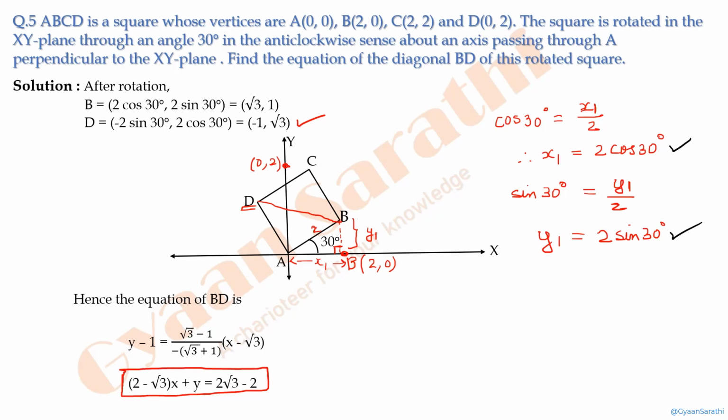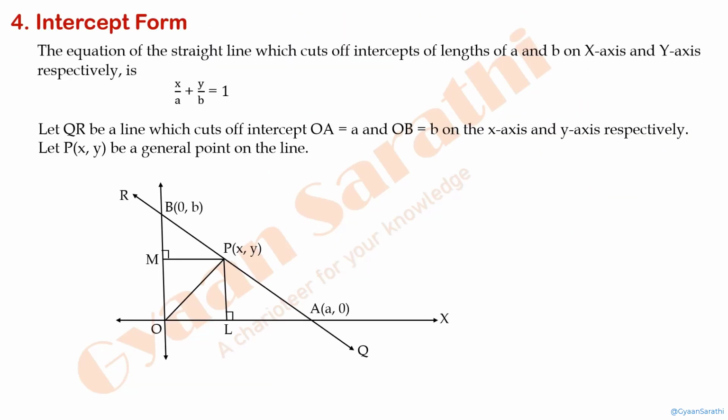Okay, I hope you understood this solution. Moving ahead, now we have the intercept form. The equation of a straight line which cuts off intercepts of lengths a and b on the x-axis and y-axis respectively is x by a plus y by b is equal to 1.